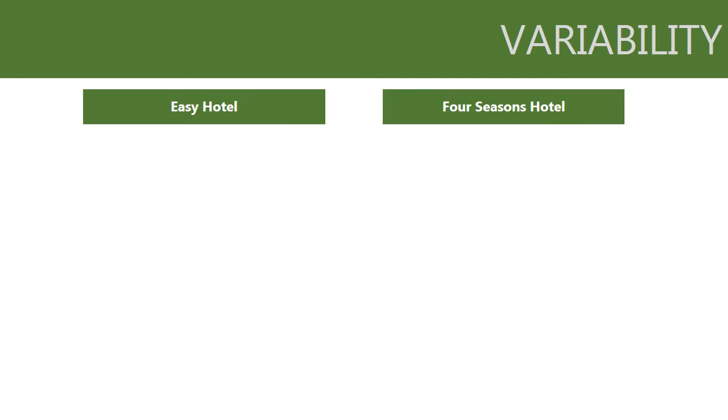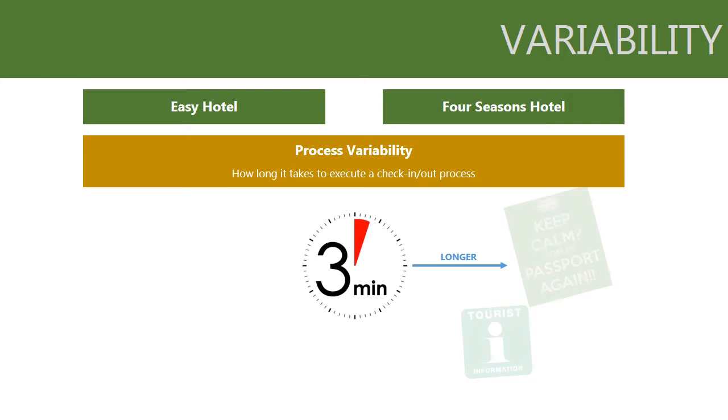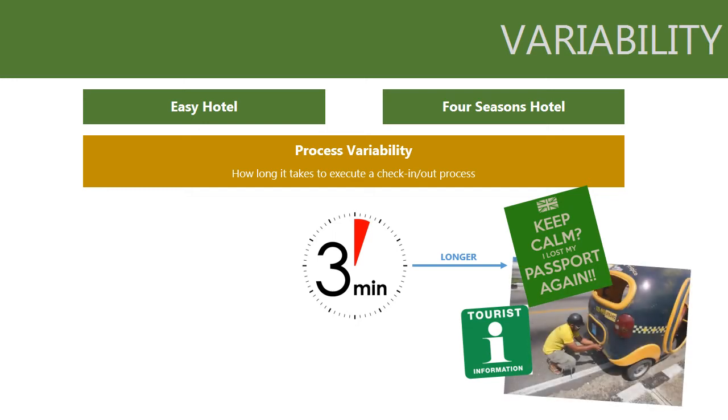Let's talk about process variability now, meaning how long it takes to execute a check-in or check-out process. As said before, the Easy Hotel and Four Seasons Hotel both take 3 minutes to check in a guest or check out a guest. Sometimes, though, it takes longer. For example, when one of your guests is asking for some extra information on the tourist attractions or vicinity. Someone lost his passport, or they're just complaining about a lousy taxi driver.